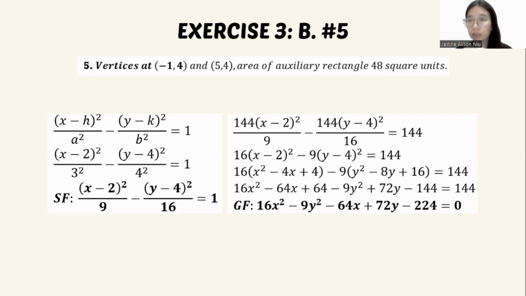Then simplify it again. We will have 16x squared minus 64x plus 64 minus 9y squared plus 72y minus 144 equals 144. Then the general form will be 16x squared minus 9y squared minus 64x plus 72y minus 224 equals 0. So that's all, and thank you.